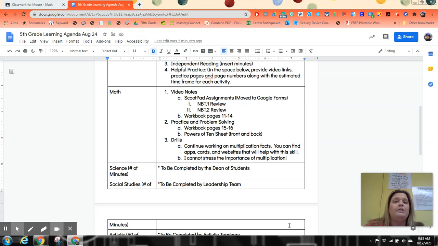Then for practice and problem solving, you're going to be working on pages 15 and 16 out of your workbook. And we have a power of 10 sheet front and back. So it shouldn't take us that long to do that. And then for your drills at home, I want y'all to be continuing to work on your multiplication facts. That's something you can do anytime when you're in the car, when you're waiting at the doctor's office, or anything. There's apps, there's flashcards, there's plenty of websites on the internet. Find something that works for you.